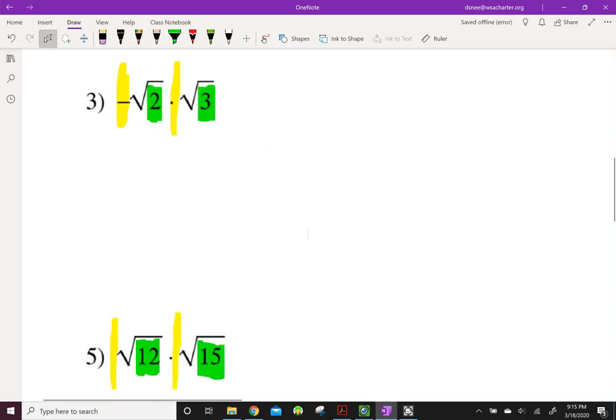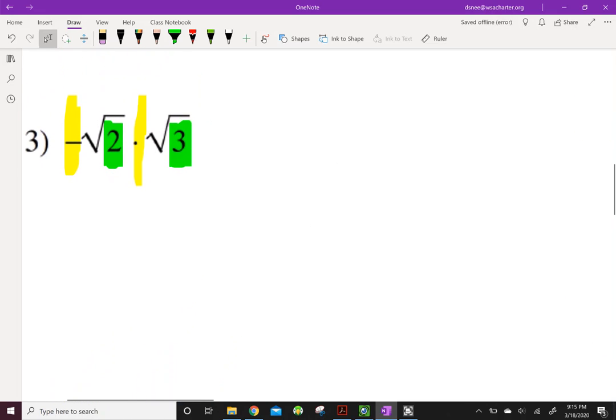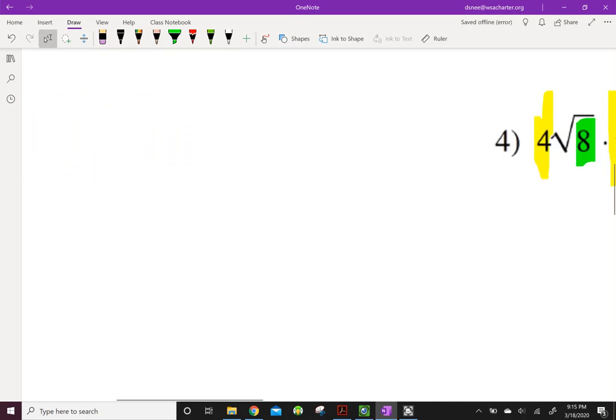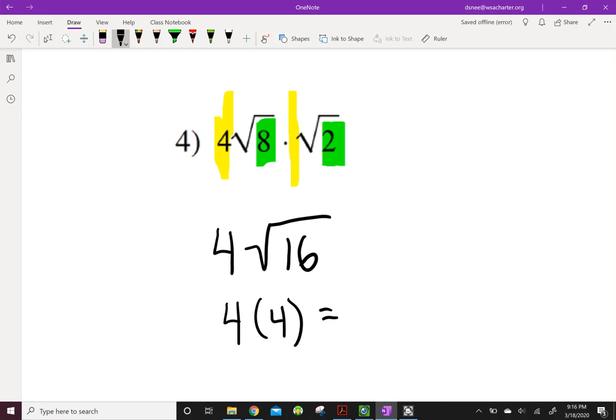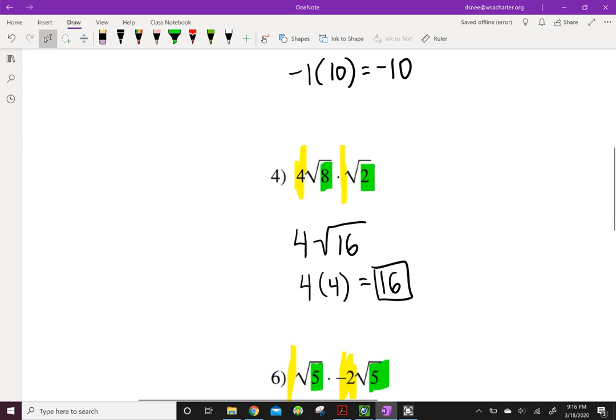Now we're multiplying a negative 1 and a positive 1. A negative times a positive is a negative. Times the square root of 2 times 3 is 6. I'm going to move over here. 4 times 1 gives me 4. And then I multiply the green values, square root of 8 and the square root of 2 is the square root of 16. You guys are probably recognizing by this point that the square root of 16 is 4. So that's actually 4 times 4, which is equal to 16. And that's your answer to number 4.